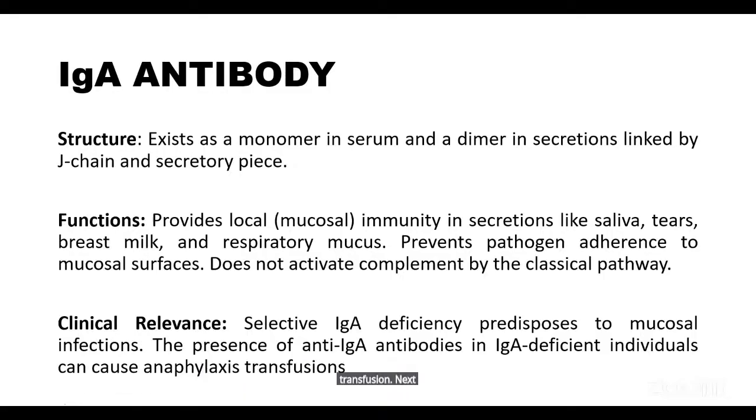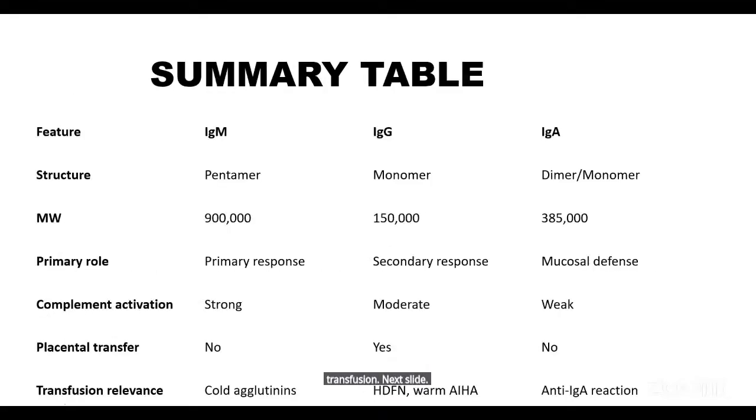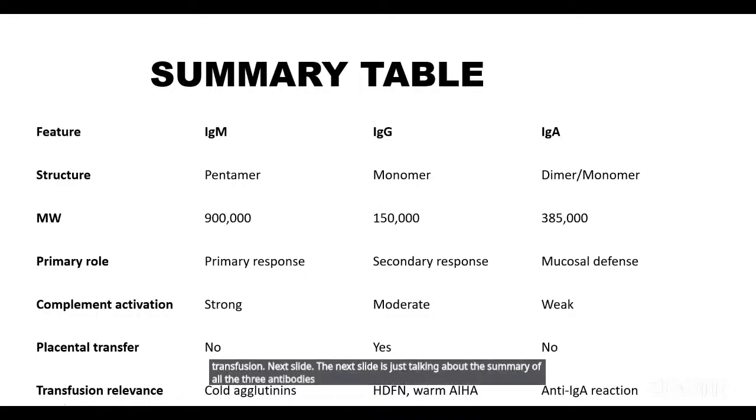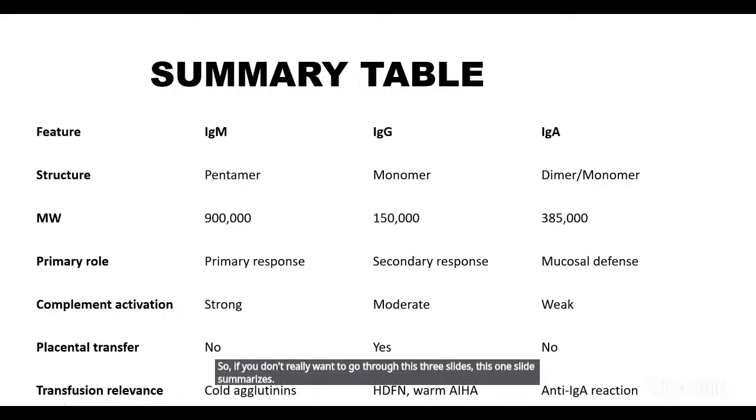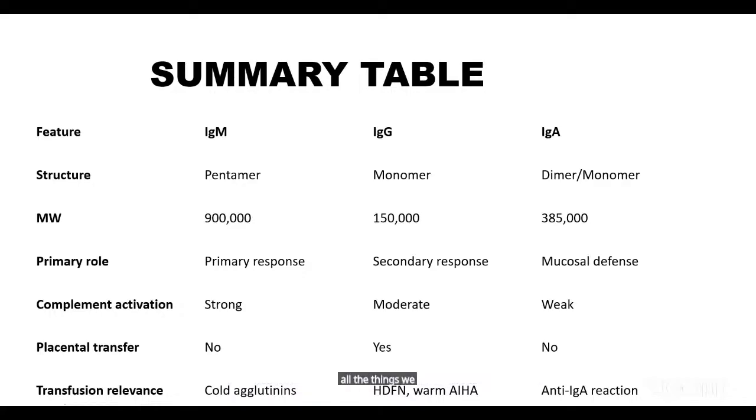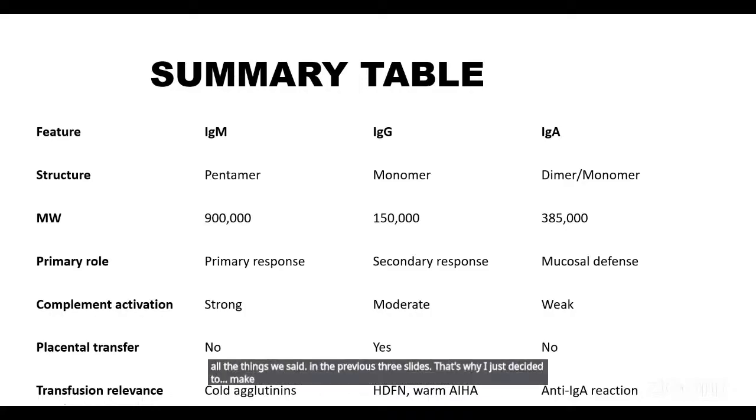Next slide. The next slide is just the summary of all the three antibodies that we just discussed. So if you don't really want to go through these three slides, this one slide summarizes all the things we said in the previous three slides. That's why I just decided to make this table.